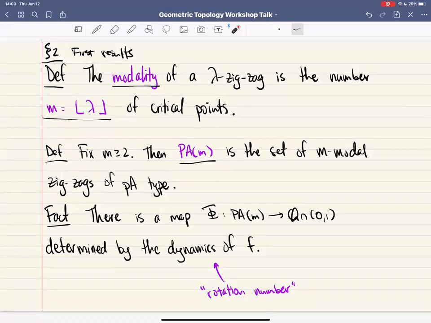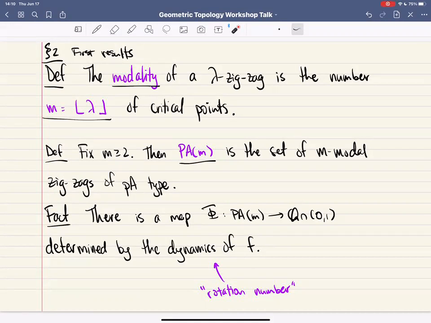Okay. Here's a deep fact which requires analysis on its own to prove. There is a map, which I denote capital Phi, from the set PA of M into the rational numbers in the open unit interval. And this map Phi is determined by the dynamics of F. Something to keep in mind is that this Phi is recording some sort of rotation that the map F is exhibiting.